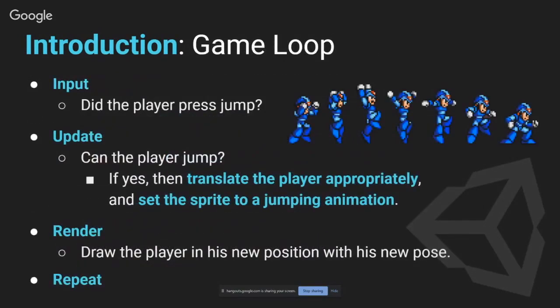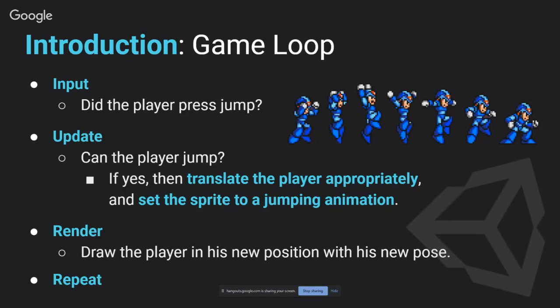So a game in general consists of a game loop. Usually there's input, update, and render, and I'll go through the steps one by one. At the very beginning of an iteration of the loop, you check whether any input has been pressed. For example, in Mega Man over there, if you press space, it will register as a jump. So we know in this frame that the jump key was pressed.